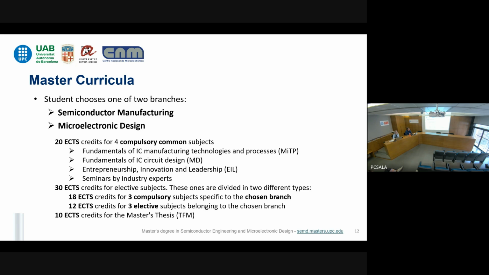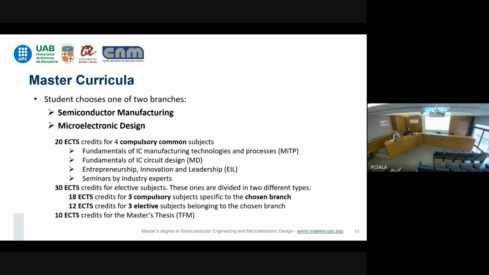So these will be delivered in these two fundamental courses. Besides, there is a course on entrepreneurship, innovation, and leadership, and some seminars I will talk about. After these compulsory credits, you will have 30 credits specific to the specialty that you take.